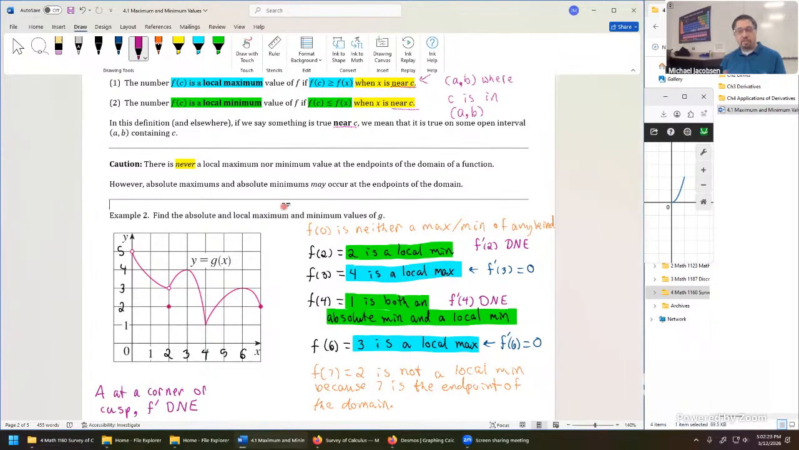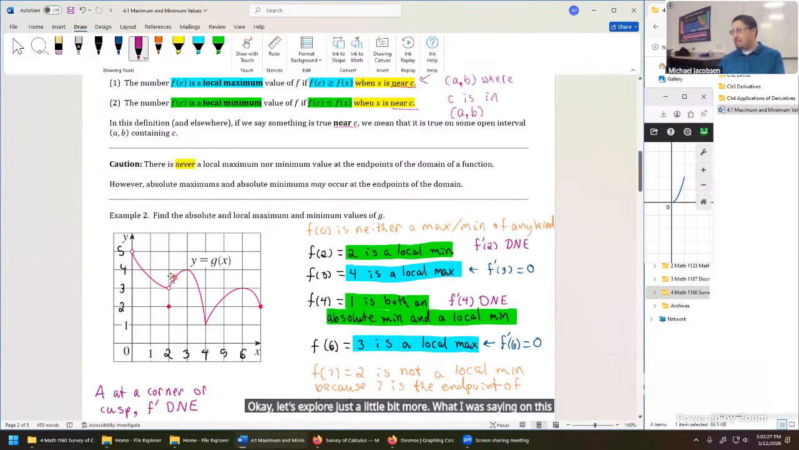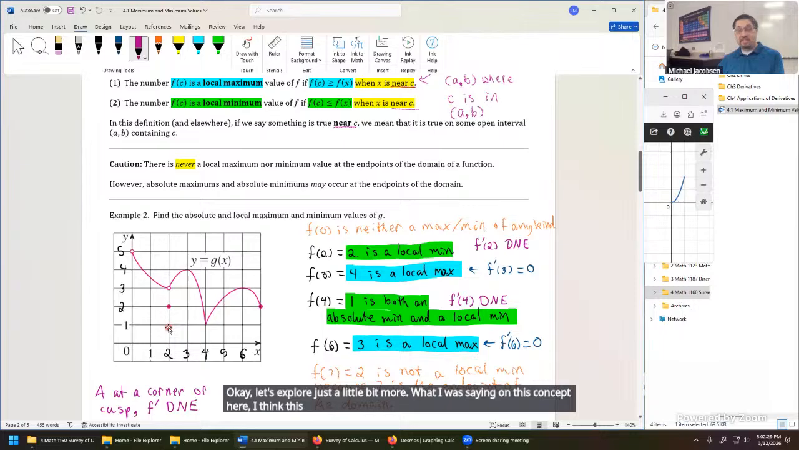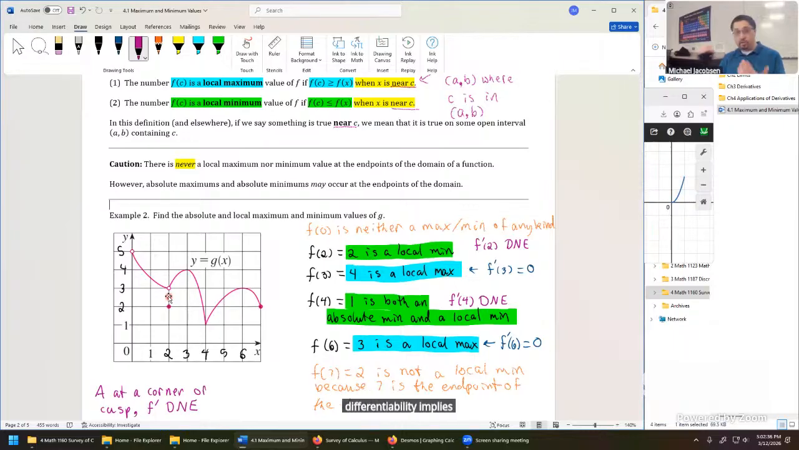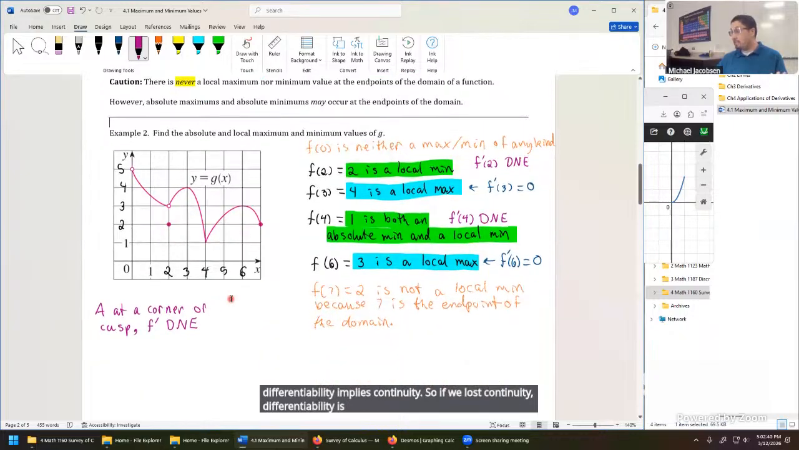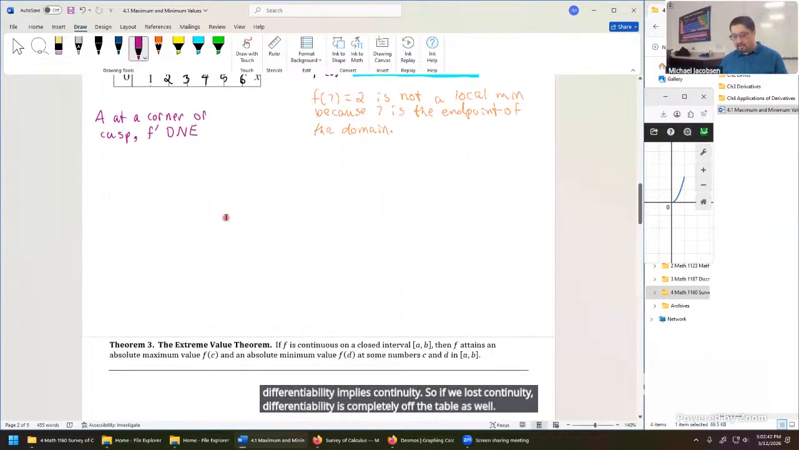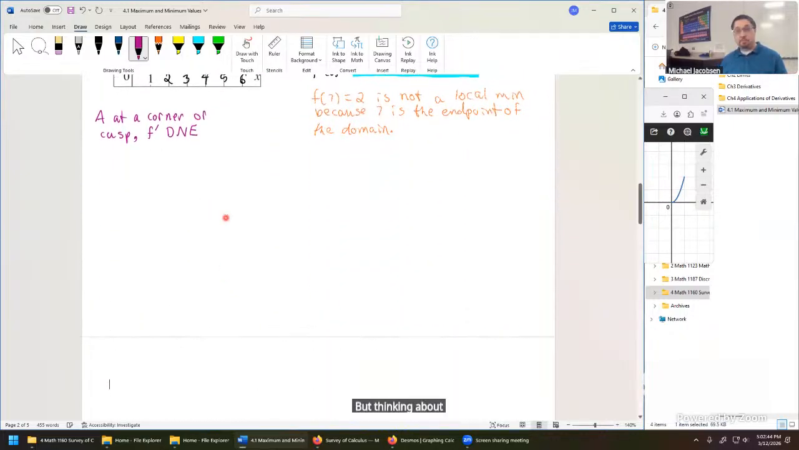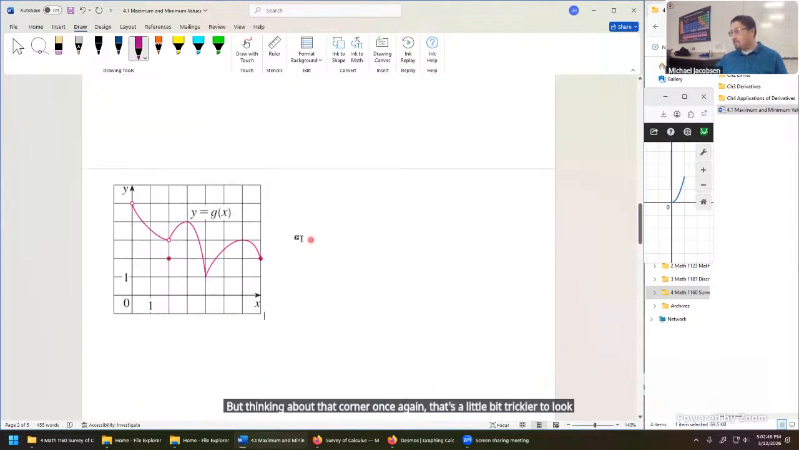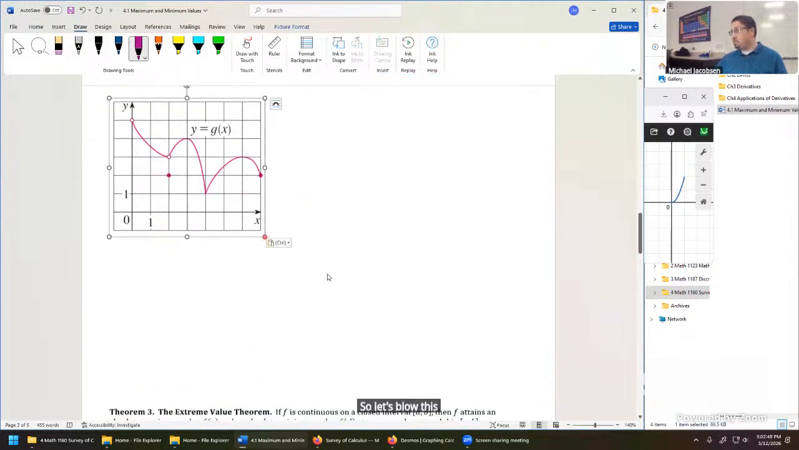Okay, let's explore just a little bit more what I was saying on this concept here. I think this one is easier to see. The derivative doesn't exist at 2 because it's not continuous at 2. Differentiability implies continuity. So if we lost continuity, differentiability is completely off the table as well. But thinking about that corner once again, that's a little bit trickier to look into. So let's blow this up just a little bit more.